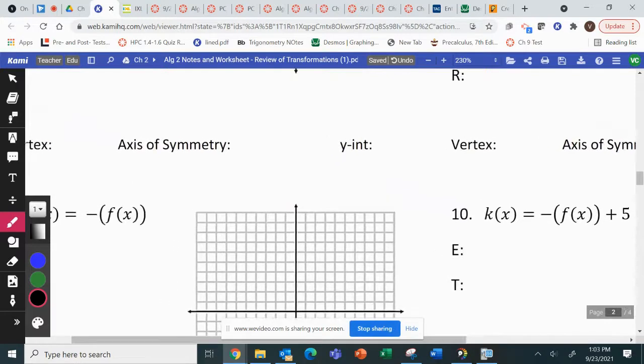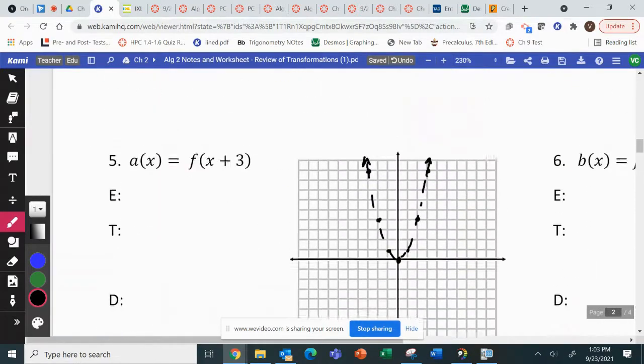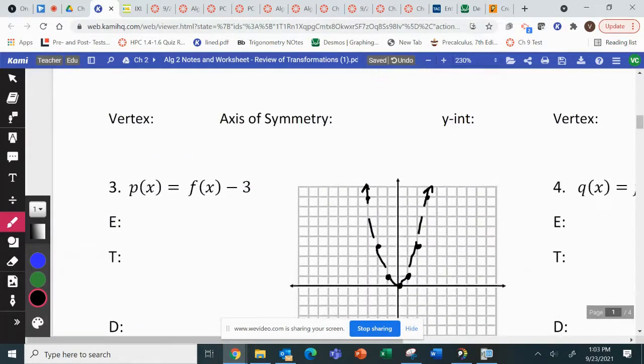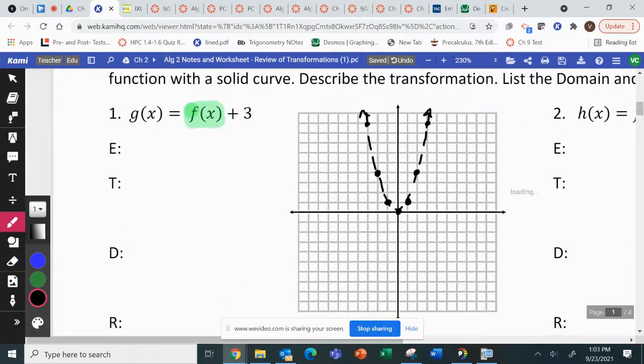So now what we're going to do is go through a couple of these together. The rest of it you'll do on your own. I'm first going to go over number 1, so I can explain what those letters mean. So we'll start with number 1. If you're still filling out your parent function, you're going to have to pause on that and do it later. We're going to start at number 1. We're going to look at g of x is equal to f of x plus 3.